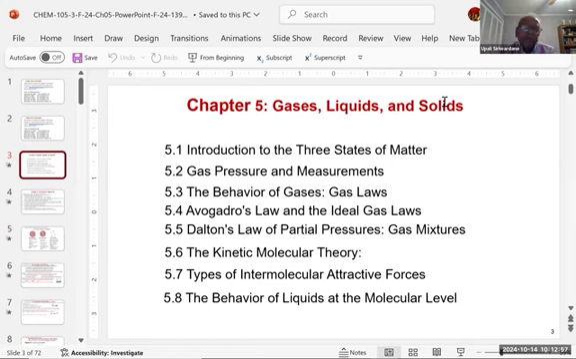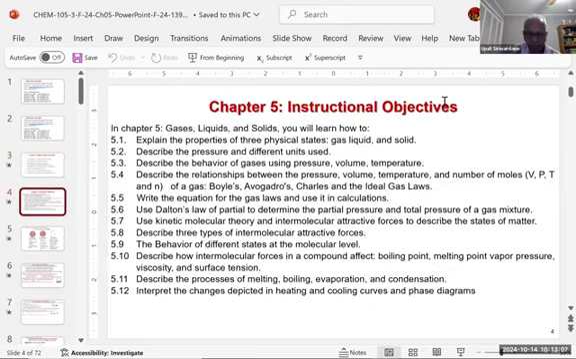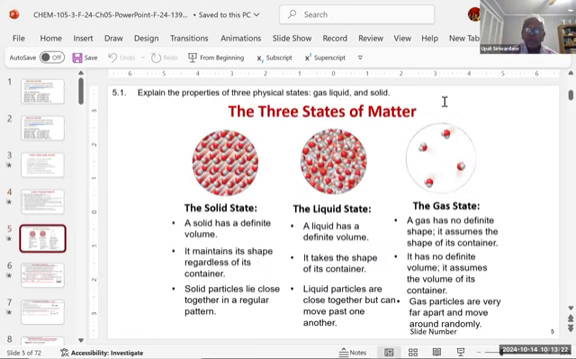We're going to start chapter 5. We're going to go over these 8 topics, and then we're going to go in detail about instructional objectives. I'm going to start with chapter 5, with the states of matter.